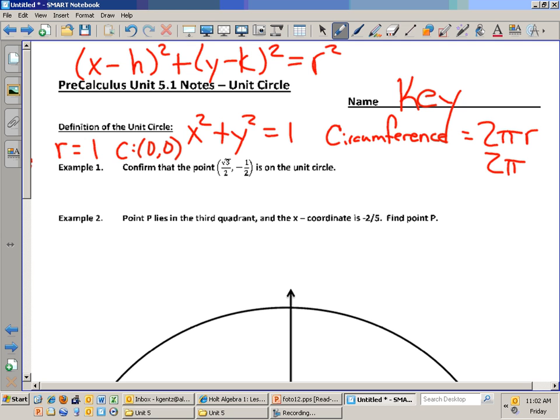So think about this, you guys. The distance around the circle is 2 pi. How many radians are in one entire circle? So that's what makes the unit circle interesting, is that the distance around is exactly the same as the number of radians in the unit circle as well. So the radian measurement and the length both match up.